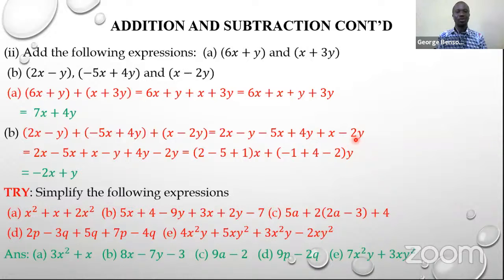Then what do we do? We go to our next step of grouping like terms. So can we all identify the like terms here together?